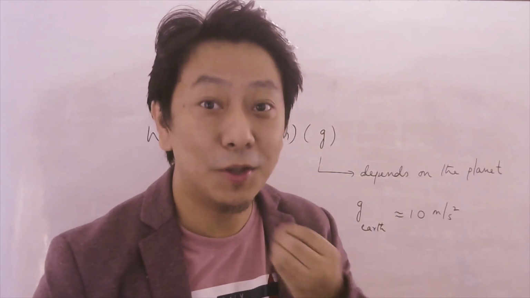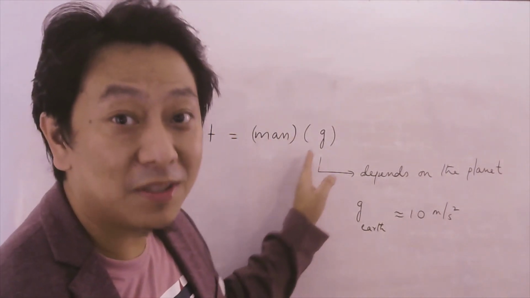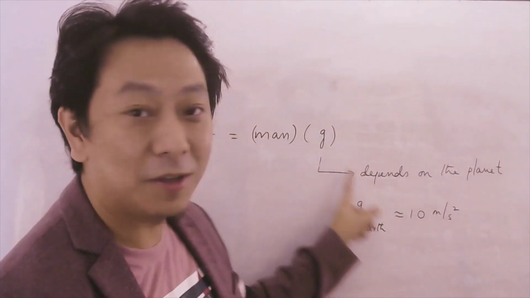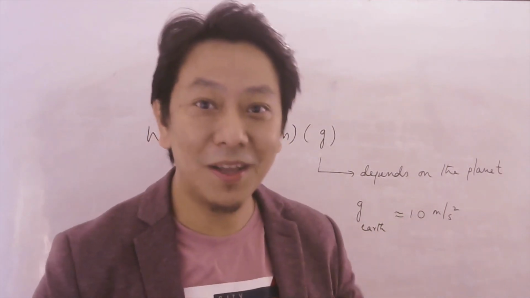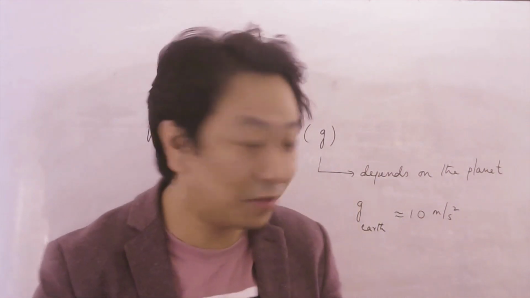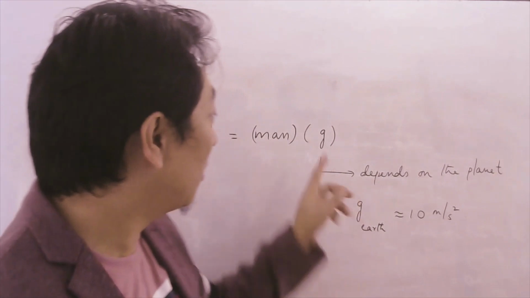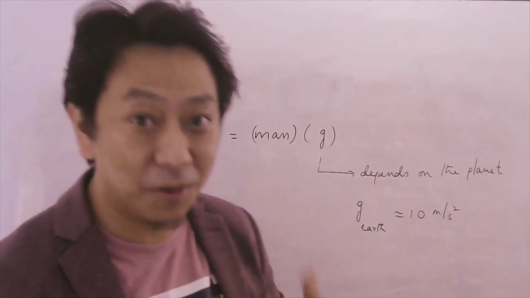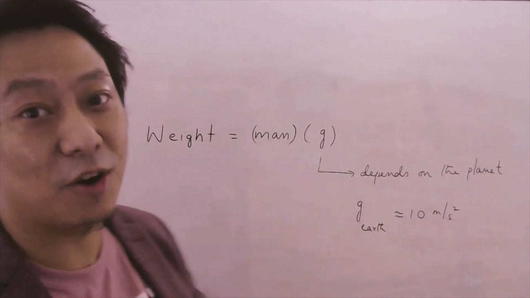In physics, the weight of a body is given by the mass of the body times the acceleration due to gravity. Now, this value depends on the planet where you are. So, for example, near Earth, if you drop something, you see it falls with an acceleration of approximately 10 meters per second square. So we know the value of this near Earth and we know the mass of the body, so we can easily calculate the weight of the body using this formula.